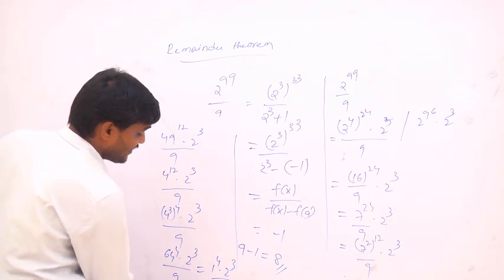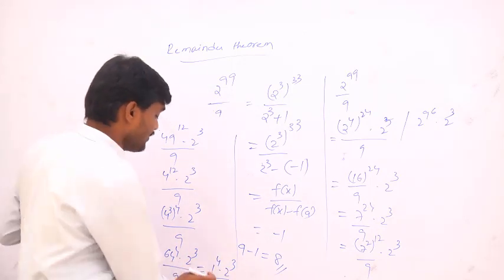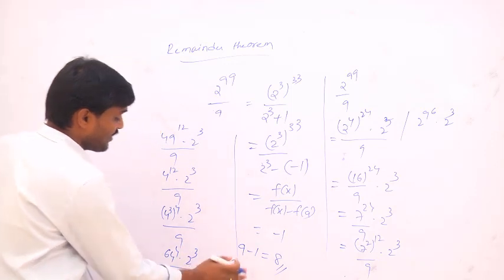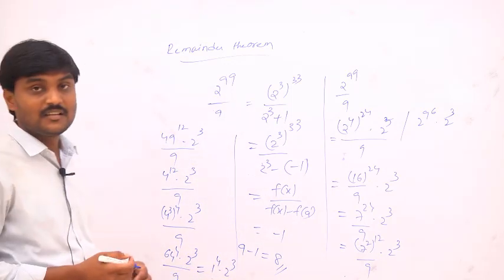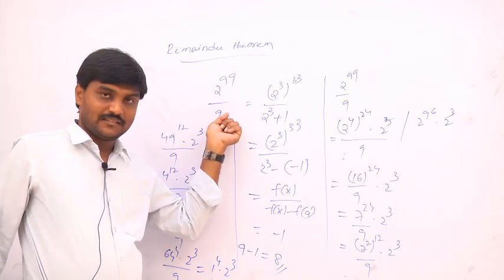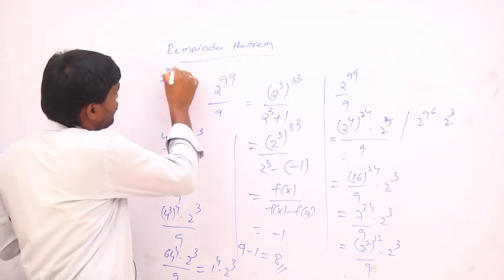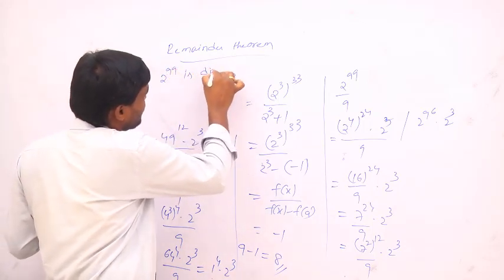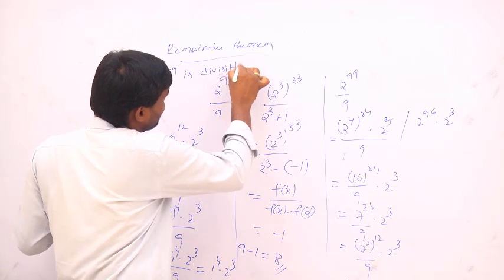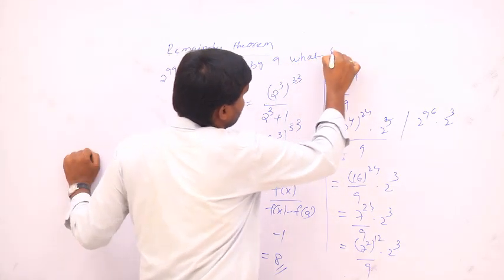So 1 into 2 cube is 8, 8 is the remainder. So that's why the remainder is 8. Once again, if 2 power 99 is divisible by 9, then what is the remainder?